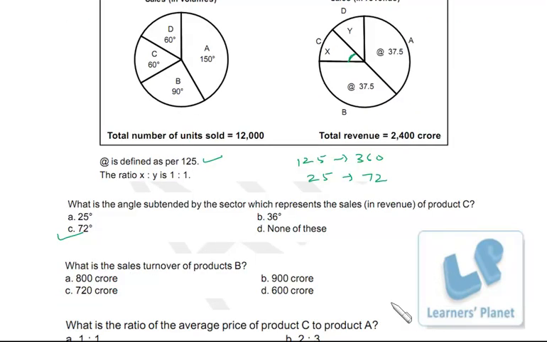What is the sales turnover of product B? Okay, sales turnover of product B. So product B is 37.5 from 125. So from 2400 crore we have to find out the value. So I just remove this decimal and cancel this. Now pretty simple to solve. So it is 720 crore, right?